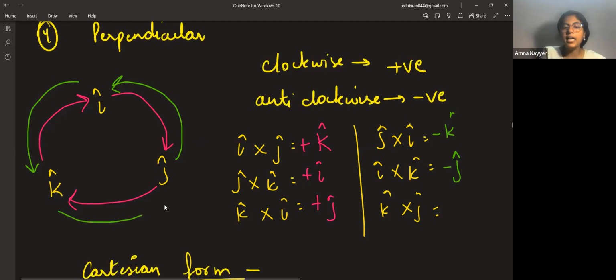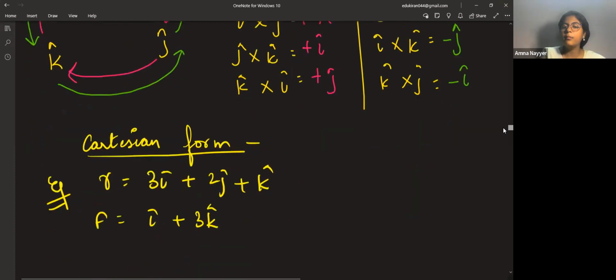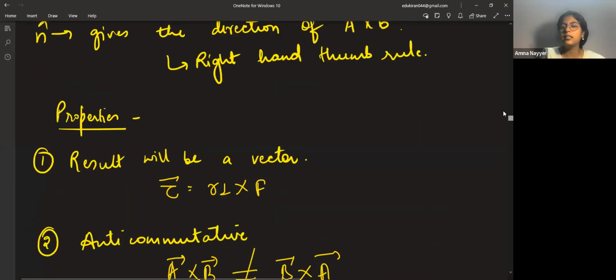Then again, K cap to J cap. Which quantity is left? This is I cap. Sign will be negative. This is how you put it. Cartesian form, I'll tell you. This is done in the form of matrix. First, write this down.